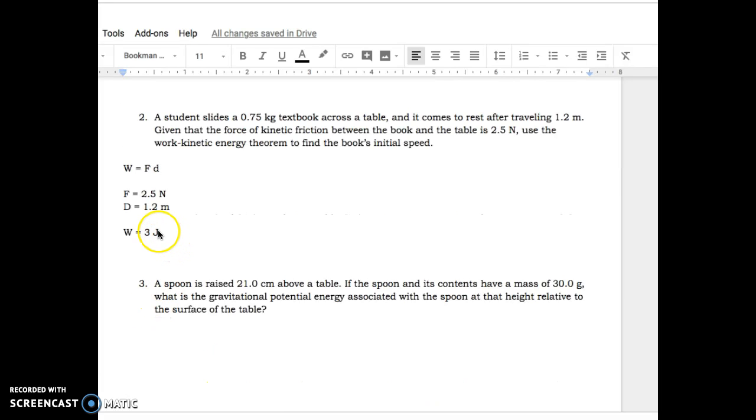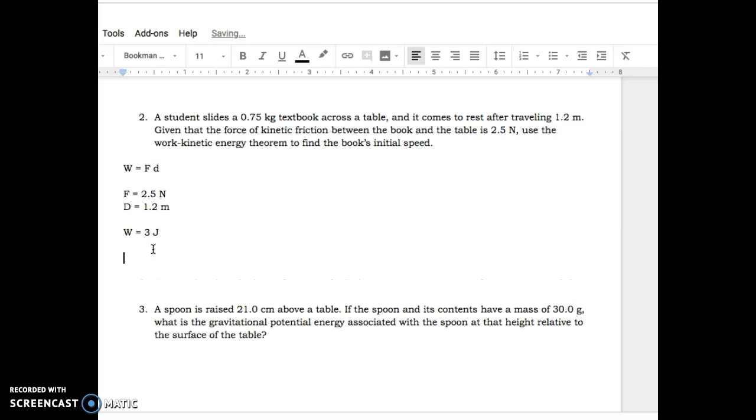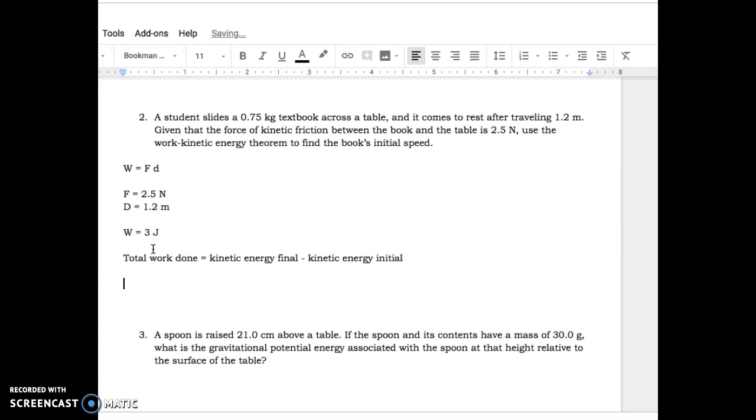Okay, we're starting with part 2, knowing the work done. The net work, or the total amount of work done, equals the change in kinetic energy. So it's kinetic energy final minus kinetic energy initial. Now, the final kinetic energy is 0. So the total work done is whatever it is.